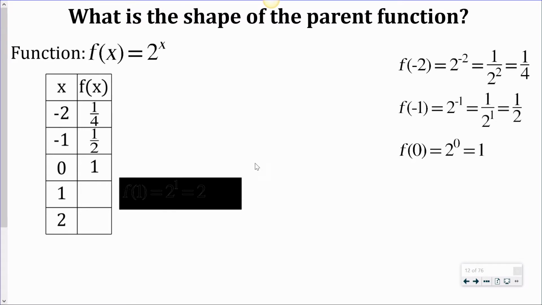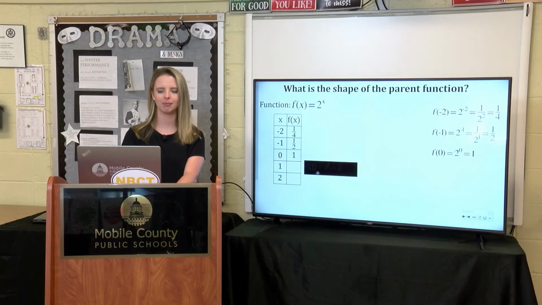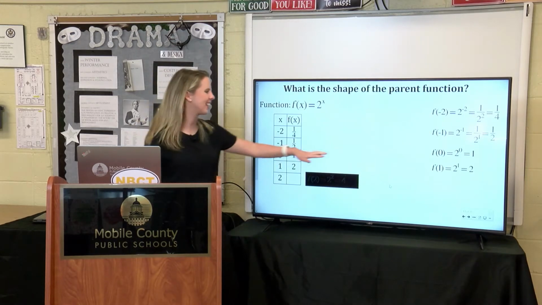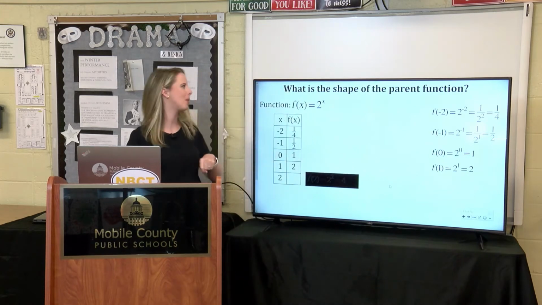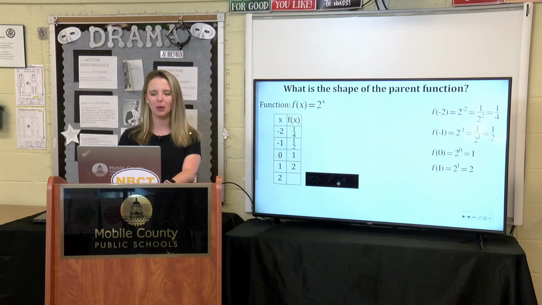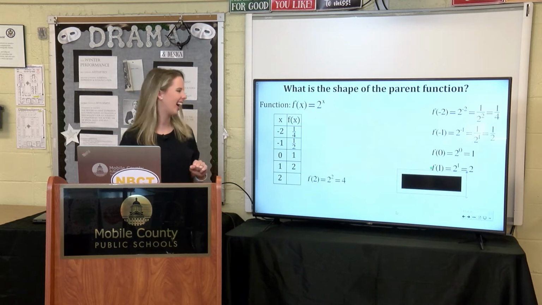Now, 2 more. 2 to the first power. Well, it's not working. 2 to the first power is 2. There's the work right there. It was not cooperating, but we know that happens, right? Okay, and then finally 2 squared. You know that 2 squared is 4, right?